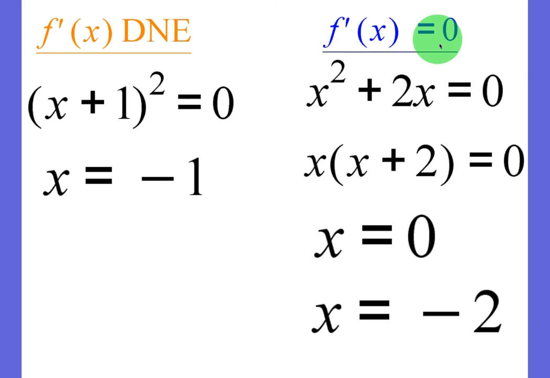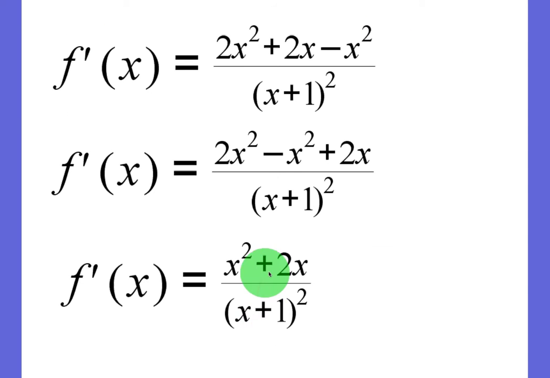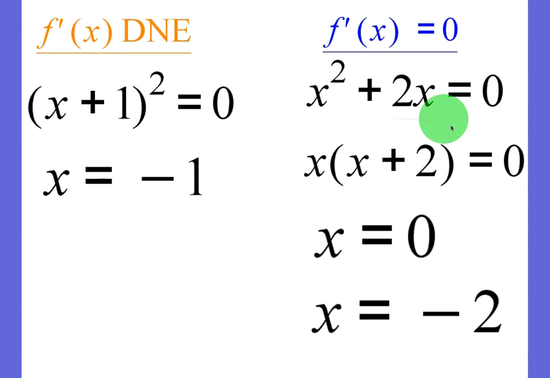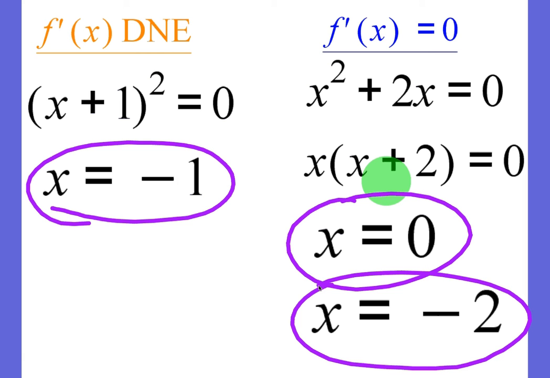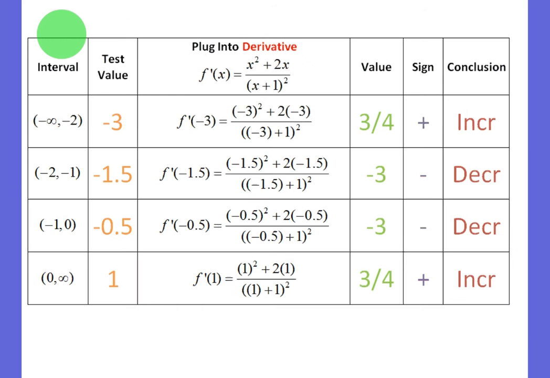We also have to figure out where the derivative equals 0, so we set the top equal to 0. Pulling out an x, we get x equals 0 and x equals negative 2. If I circle these, you can see we have 3 critical values, so we're going to have 4 intervals to test for increasing and decreasing. Here are our 4 intervals: negative infinity to negative 2, negative 2 to negative 1, negative 1 to 0, and 0 to infinity.